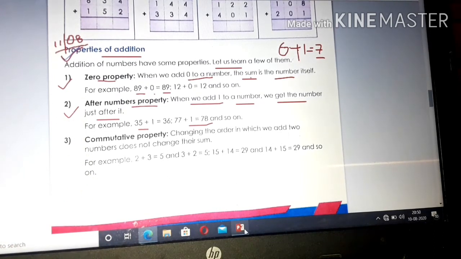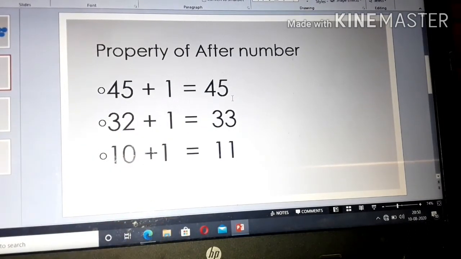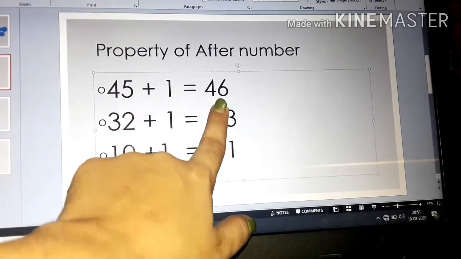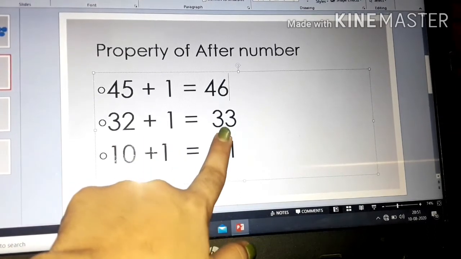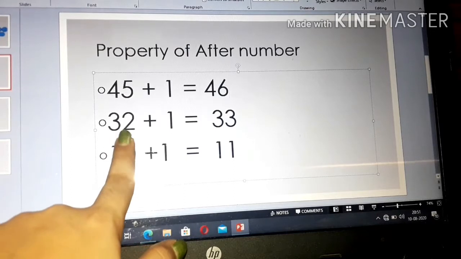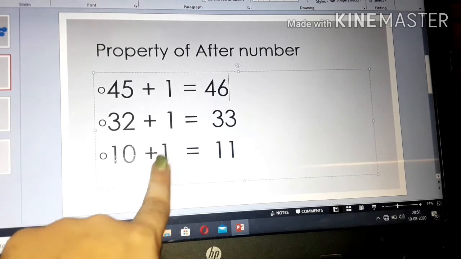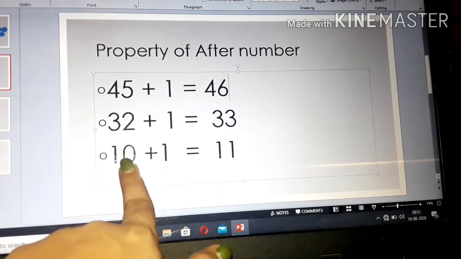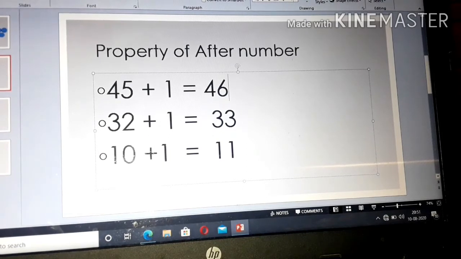If you add 45 plus 1, what will you get here? 46. Isn't it? Just after 45, what comes? 46. Then 32 plus 1. What comes? 33. You know what comes after 32? 33. Have you seen this? Then 10 plus 1. Then the answer will be the number after. What comes after 10? 11. This is the property of 1. Is it clear, children?